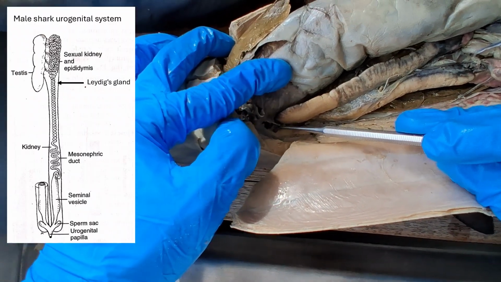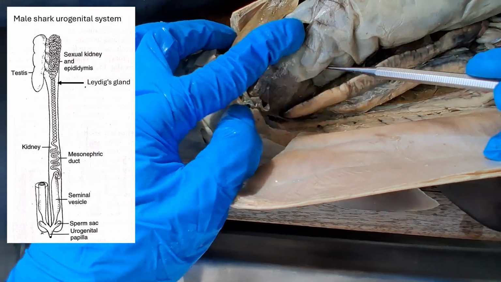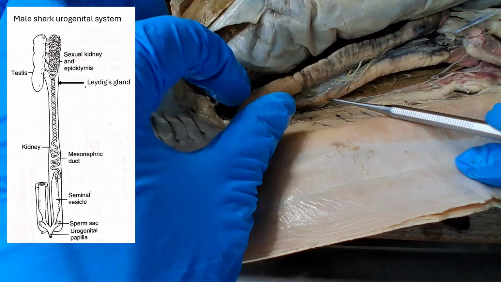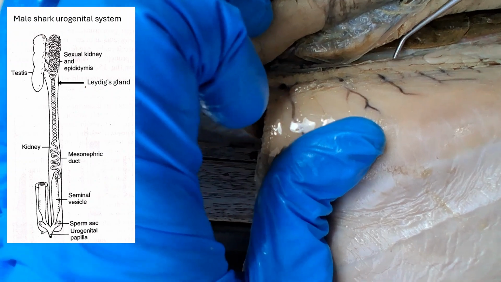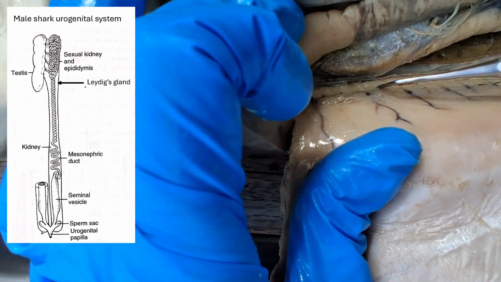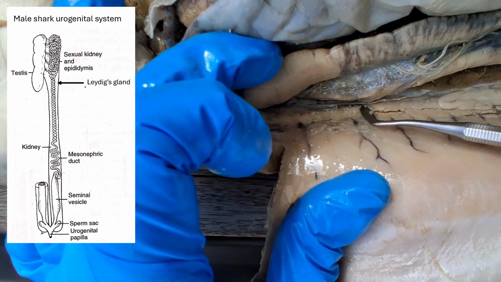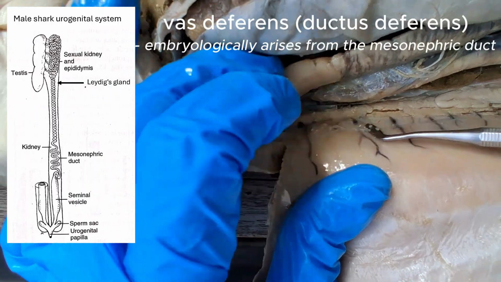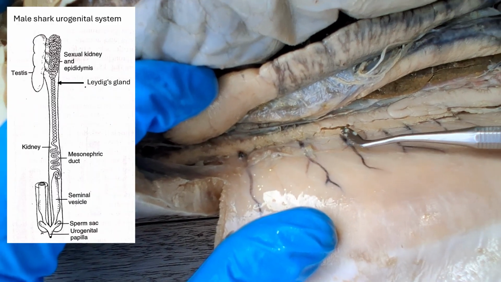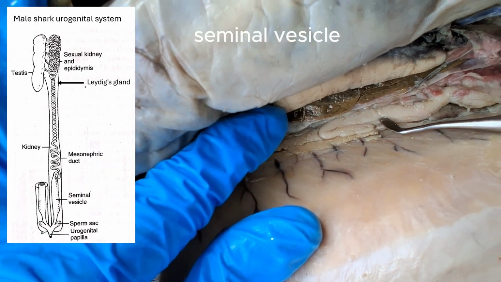So it receives the mature sperm produced by the testes. So sperm goes to the epididymis and then flows down into this coiled duct here. I don't know if you see the coiled structure. This one is the vas deferens or ductus deferens. And this expanded portion is the seminal vesicle.